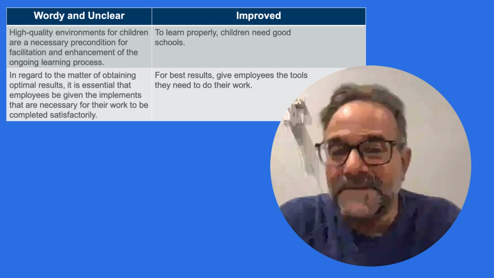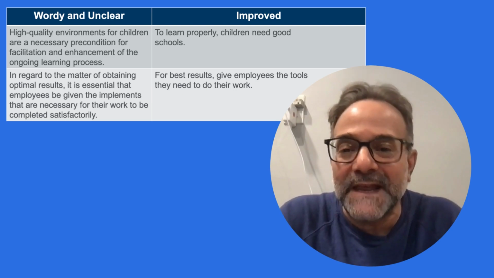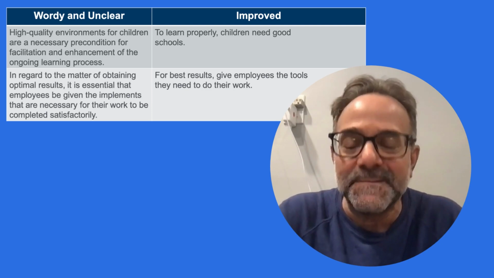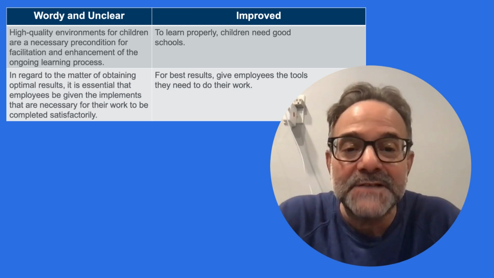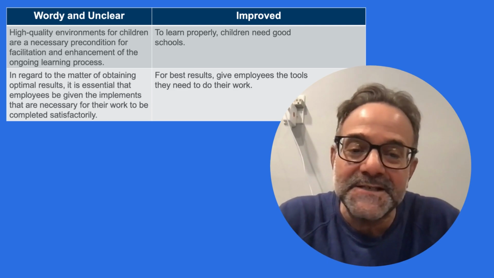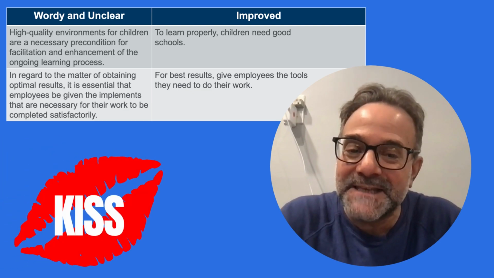The second example: "In regard to the matter of obtaining optimal results, it is essential that employees be given the implements that are necessary for their work to be completed satisfactorily." Or simply just say, "For best results, give employees the tools they need to do their work." This is the way to go. So the adage here is KISS. Keep it simple, stupid.